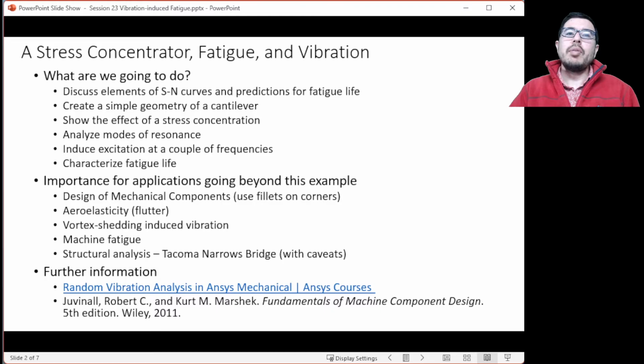If you would like further information, I suggest that you take a look at the random vibration analysis in Ansys Mechanical from the Ansys courses. And also you might take a look at Juvinall and Marshek's book, Fundamentals of Machine Component Design.